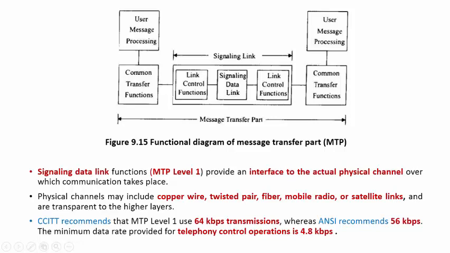CCITT recommends that MTP level 1 use 64 kbps for the transmission, whereas the ANSI standard recommends 56 kbps. The minimum data rate provided for the telephony control operation is about 4.8 kbps.